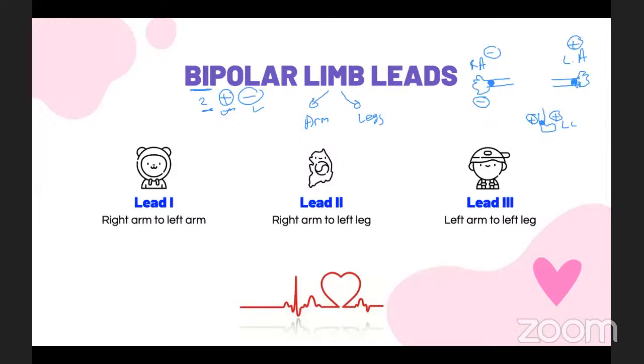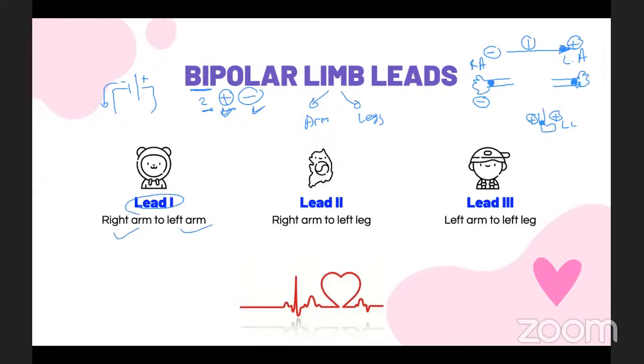We said it's gonna look like a triangle. And remember how we said in a circuit, the current moves from negative to positive, right? So the charge is gonna move from the negative side to the positive side, giving us lead 1. So right now, this is perfect. It's bipolar, positive and negative. We have a negative charge, we have a positive charge. We got lead 1, right arm to left arm. Perfect. Hopefully we all agreed on this.